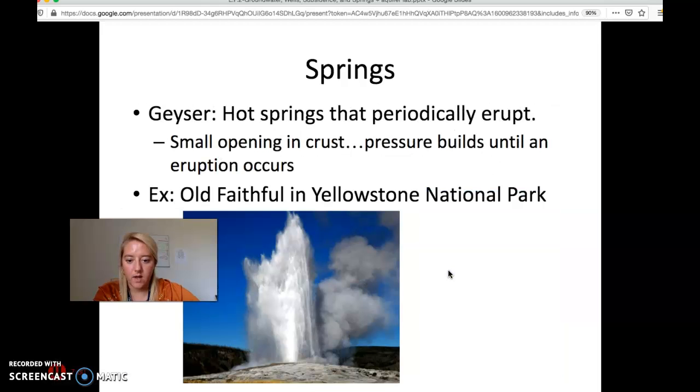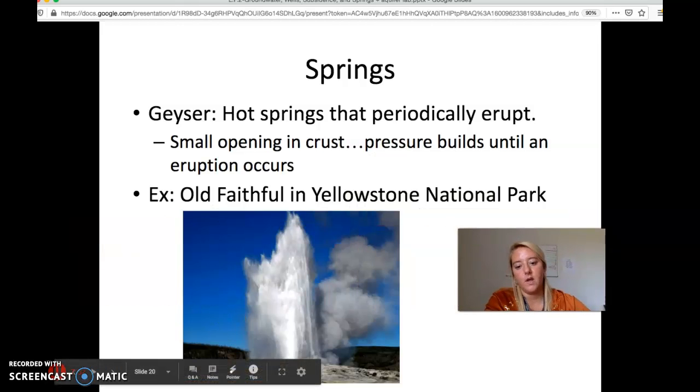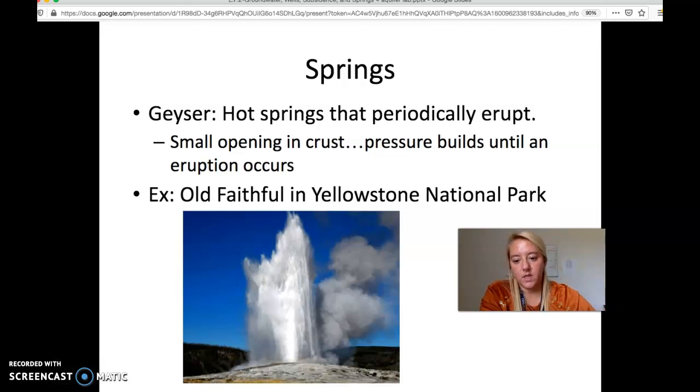And then we have the geyser, like Old Faithful in Yellowstone National Park. A geyser is a hot spring that periodically erupts. So instead of being a very relaxed gushing of water, or running into a lake, most springs will actually form lakes.